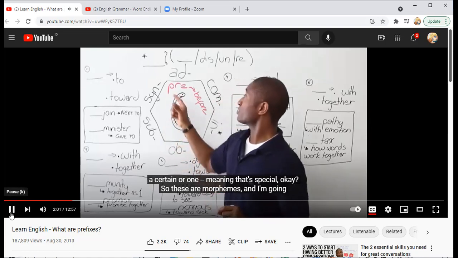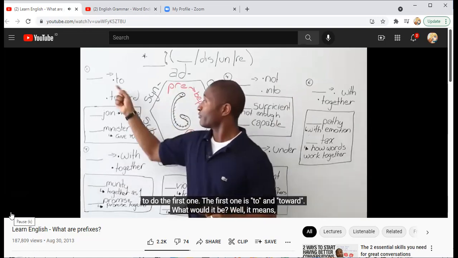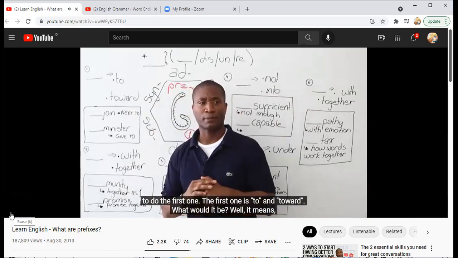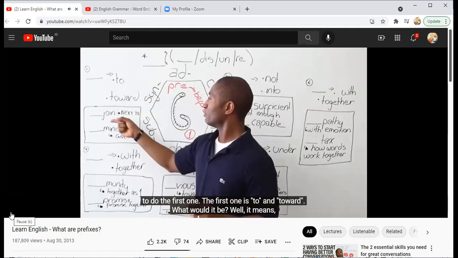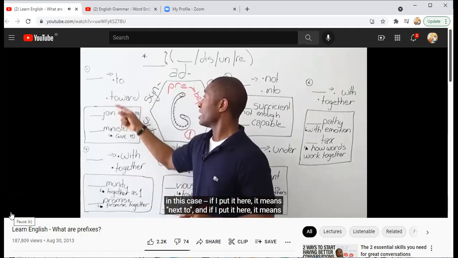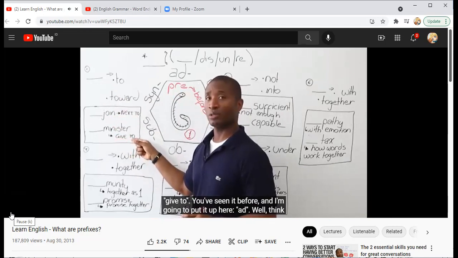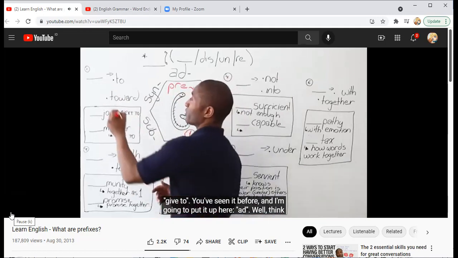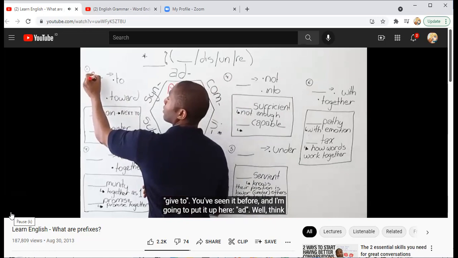So these are one. Let's do the first one. The first one is to and toward. What would it be? Well, if I put it here, it means next to. And if I put it here, it means give to. You've seen it before. I'm going to put it up here. Add.